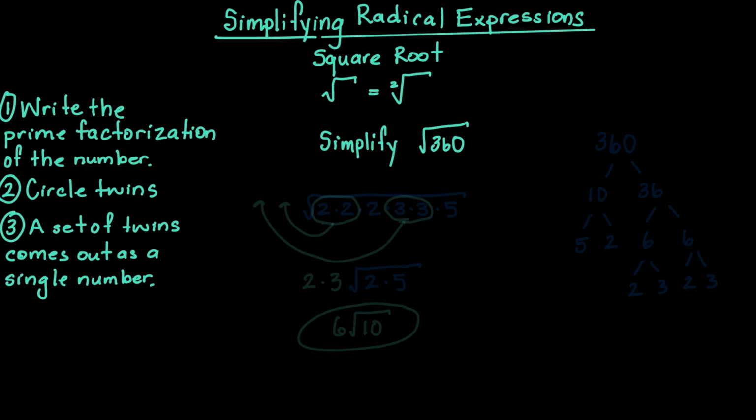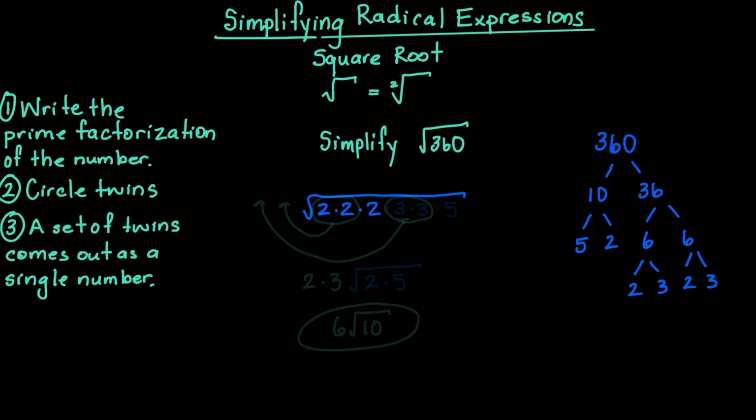Okay, our last example, we're going to simplify the square root of 360. Take 360 to the side. I'm going to start with 10 and 36. 10 breaks down into 5 times 2. 36 breaks into 6 times 6. And each of these 6s breaks up into 2 times 3. So 360 can be rewritten as 2 times 2 times 2 times 3 times 3 times 5.